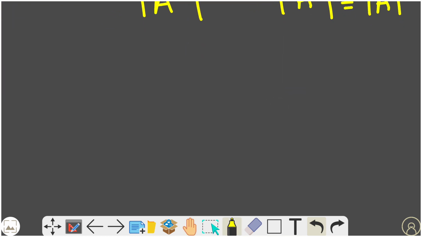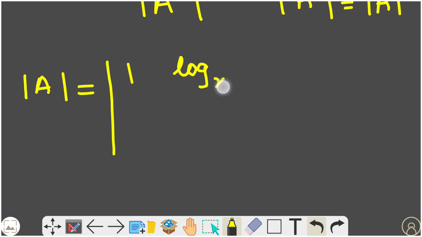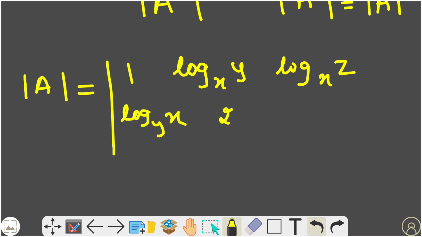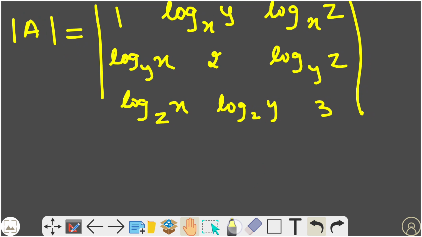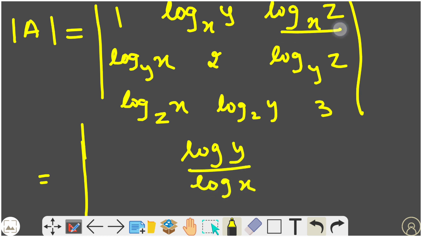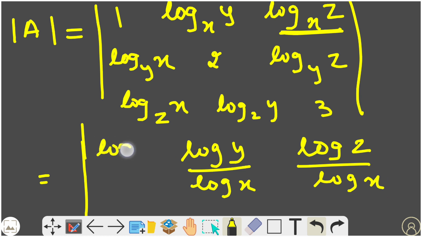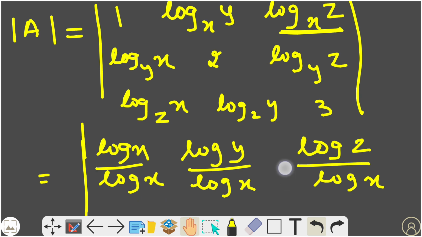Okay, so now we know that determinant of A is equal to the determinant of the matrix 1, log xy, log xz; log yx, 2, log yz; log zx, log zy, 3. So this is A, and we are going to find the determinant. Now look here: log xy we can write as log y divided by log x, similarly log xz as log z divided by log x, and 1 can be written as log x divided by log x.